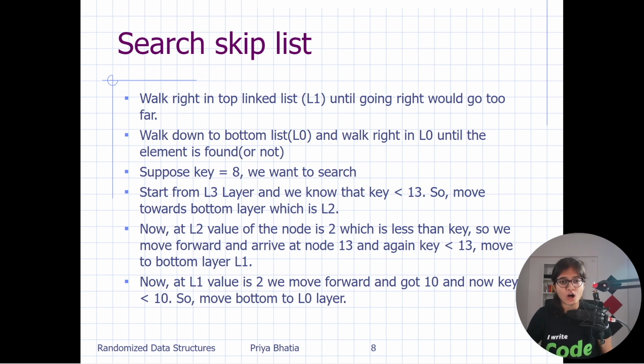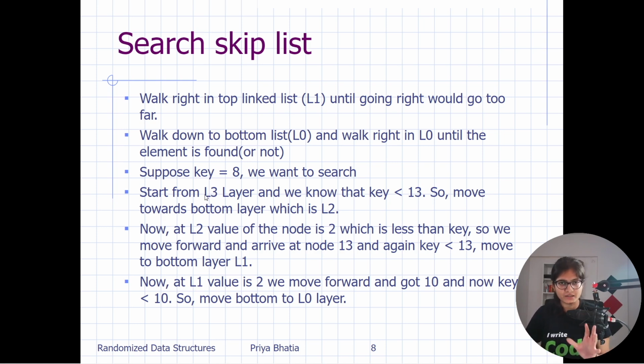So we always work right in the top linked list. Here suppose I am taking an example of a 2-layer linked list, L0 and L1, but I showed you the 4-layer linked list L0, L1, L2, L3 and L4. So the rule is you need to work right in the top linked list until going right would go too far, by saying that if you encounter some value which is greater than the value that you are looking for, you need to walk down to the bottom list. And then you need to start working right in L0 until the element is found.